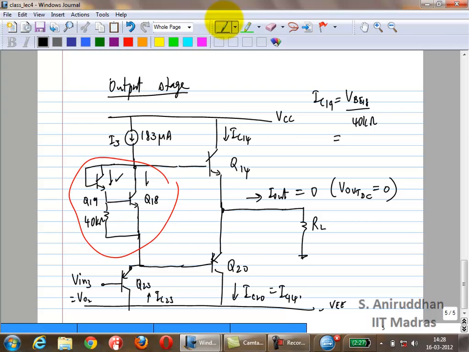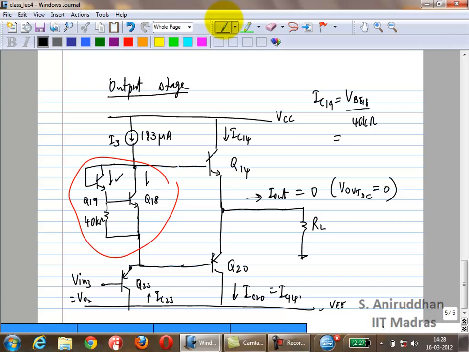Well, to calculate VB 18, you first need to know IC 18. You don't know that. So the easiest thing to do would be to assume, let us say, most of the 183 microamps flows through Q18. Find out VBE 18. Then you can calculate Q19. Find out if that's very large. So let's say this 183 microamps. If IC 19 was just a few microamps, that assumption is valid. If it wasn't, then we have to go back and probably iterate.